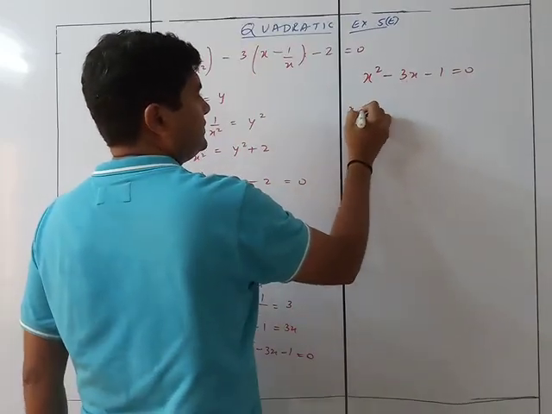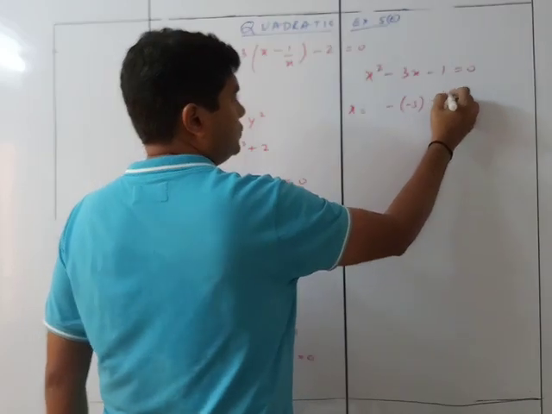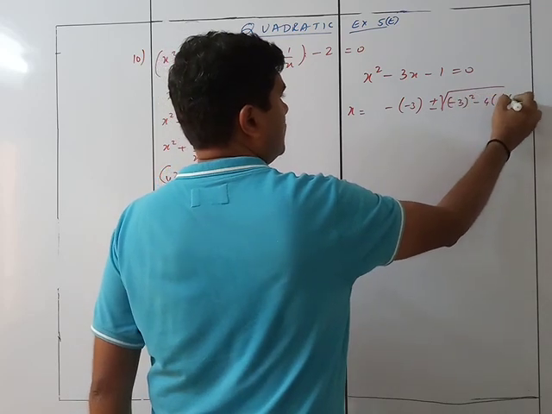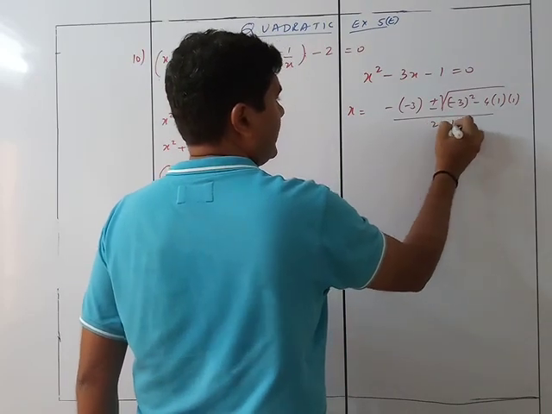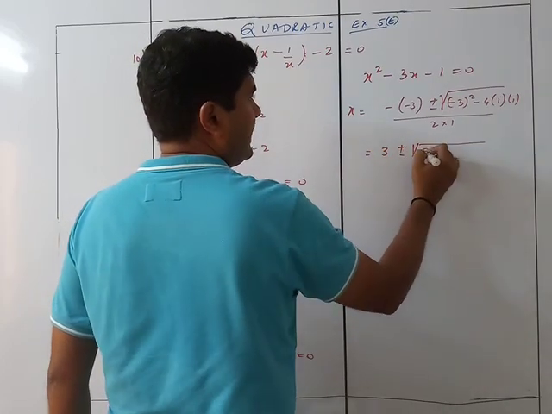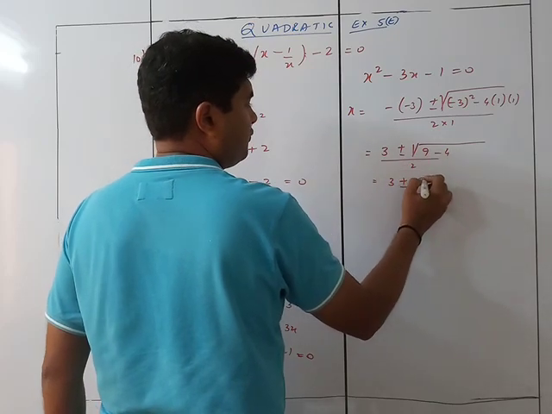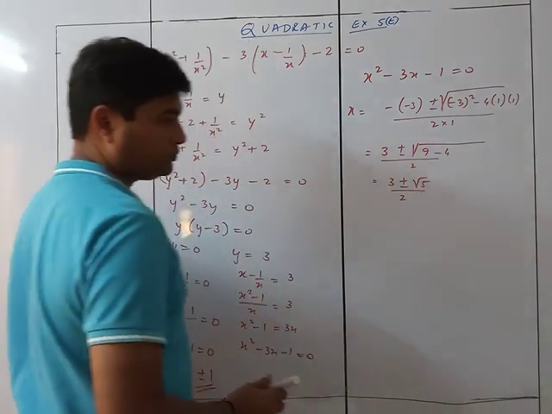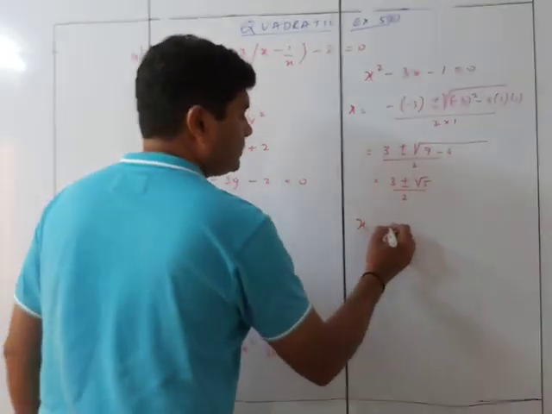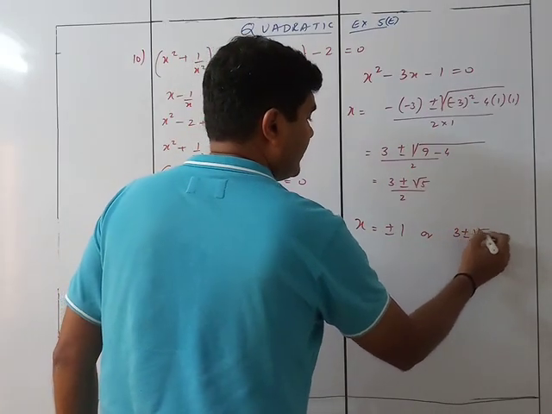We have x is equal to minus b plus or minus root of b square minus 4ac upon 2a. So minus of minus 3, plus or minus root of 3 square minus 4 into 1 into minus 1, upon 2 into 1. So that will be 3 plus or minus root of 9 plus 4 upon 2, which is 3 plus or minus root 13 upon 2. So the values of x are plus or minus 1 or 3 plus or minus root 13 upon 2.